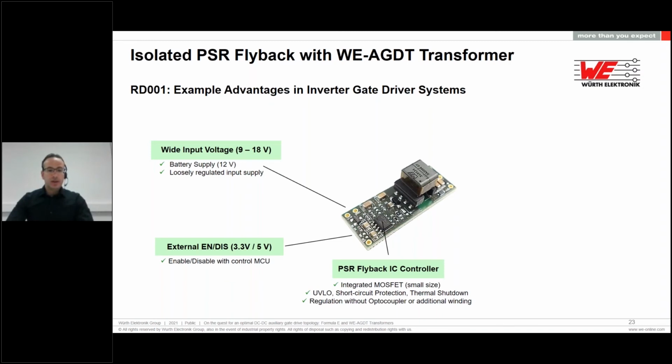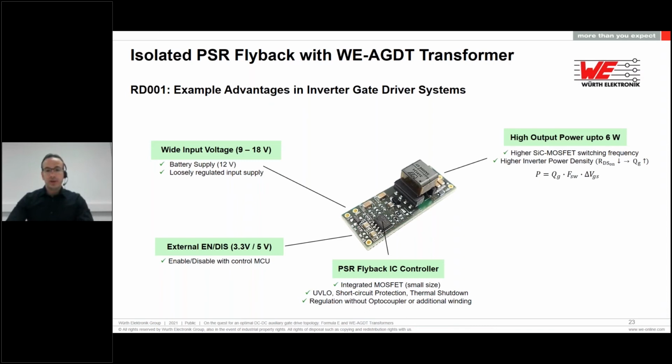Regarding the PSR flyback IC controller with integrated MOSFET used, in this case the LT8302 from Analog Devices, it features important protection functionality like undervoltage lockout, overcurrent and short circuit protection, as well as thermal shutdown. In addition to this, it does not require any optocoupler for regulating the isolated output rails, which together with the protection functionality really increases the reliability.